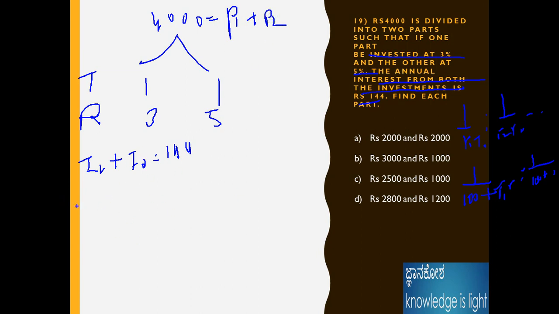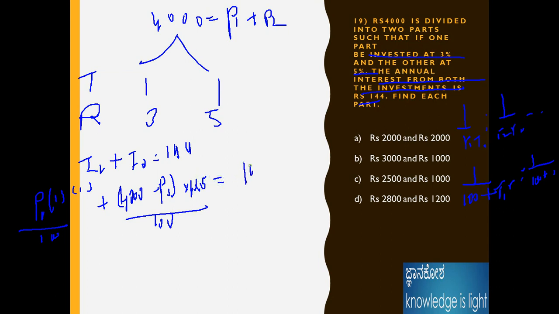Apply the formula. I1 plus I2 means PTR over 100. This is P1 into 1 into 3 divided by 100, plus the remaining. Since the total is 4,000, P2 should be converted as 4,000 minus P1. So 4,000 minus P1 divided by 100 into 1 into 5 is equal to 144.